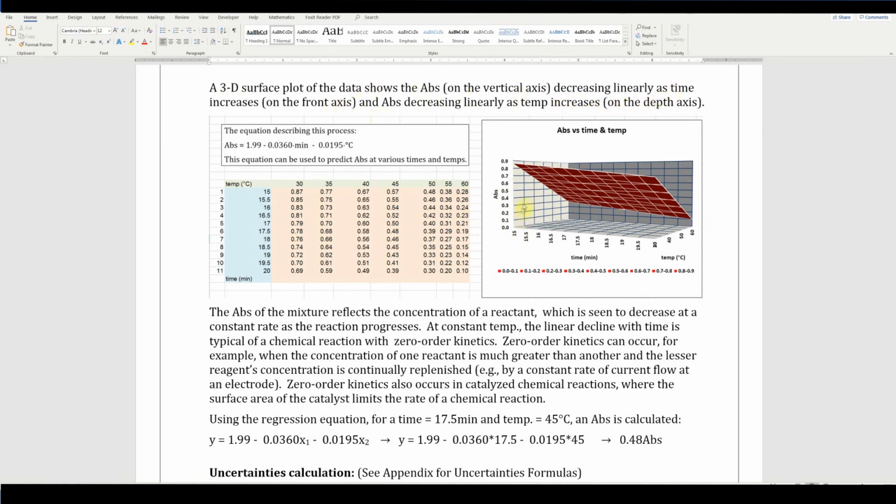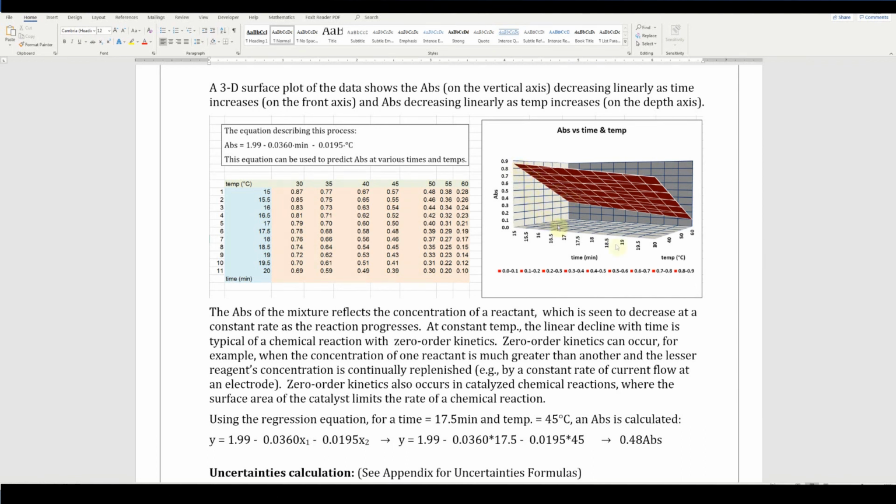So here, if we fix the temperature, let's look at, for example, 60 degrees Celsius, that would be along the back wall. We can see that over the course of time, the absorbance is decreasing at a constant temperature. Now let's consider the response of absorbance with respect to temperature at a fixed time. We also see the absorbance decreasing linearly as the temperature increases. Look at the side wall here. This would be a constant time of 15 minutes.